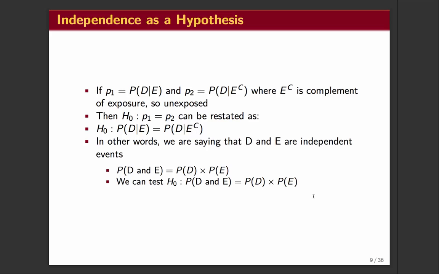So what this is saying is, if the disease and exposure are truly independent of each other, then this is going to hold. Of course, given a sample, we're never going to see this hold exactly. So with our sample data we can calculate the probability of D and E occurring, and the probability of D and the probability of E. This is why we just talked about marginal probabilities and conditional probabilities. And so what we're going to ask is, are these two things close enough to each other? Or you could put it the other way, are they far enough away from each other for us to reject independence? That's the fundamental idea that we're going after here.